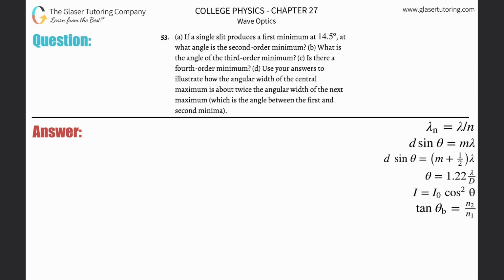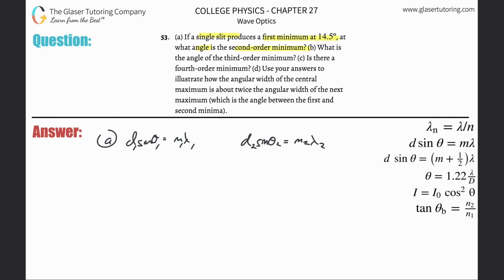Number 53, letter A. If a single slit produces a first minimum at 14.5 degrees, at what angle is the second order minimum? All right, so for letter A, what we need to do is set up two equations. We have d sine theta equals m lambda, and we'll call this d1, theta 1, m1, and wavelength 1. And let's set up a second equation. We'll call it d2 sine theta 2 is equal to m2 times lambda 2.